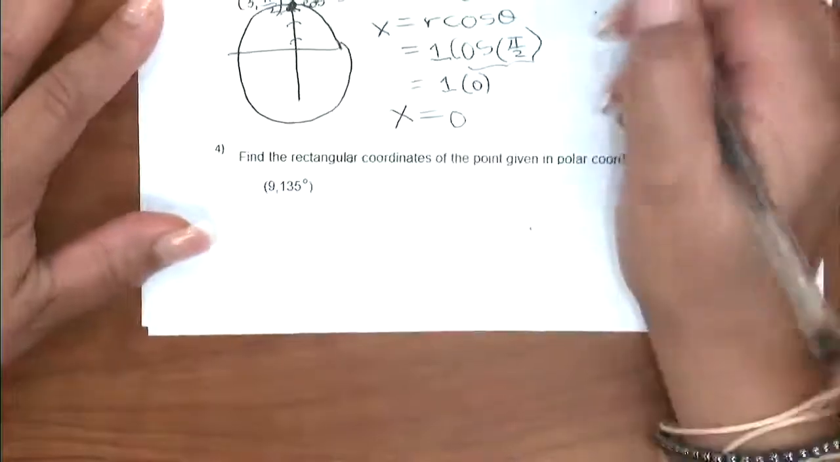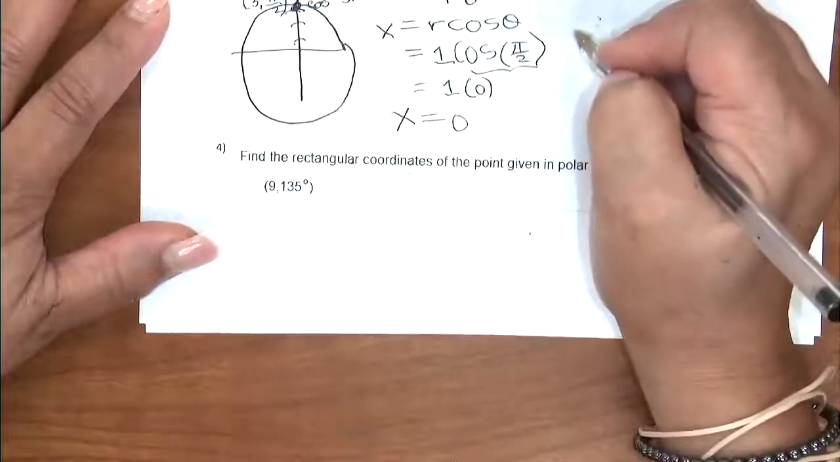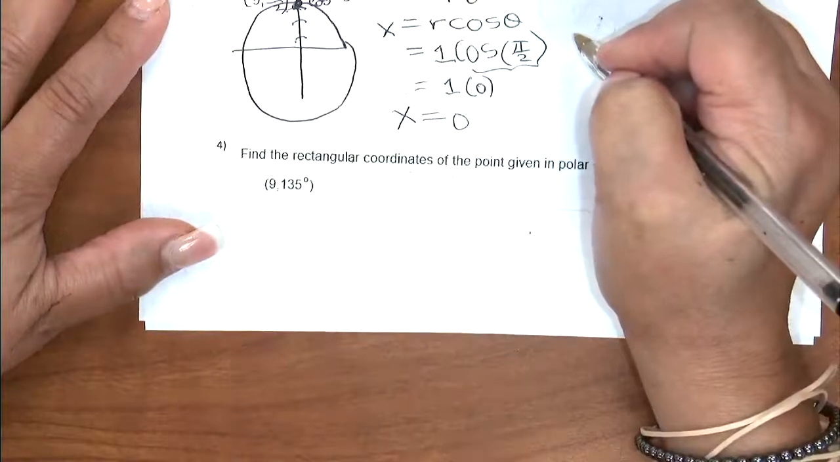0, 3. Let me see. Yeah, because of the r value. Oh, what did I put in there?